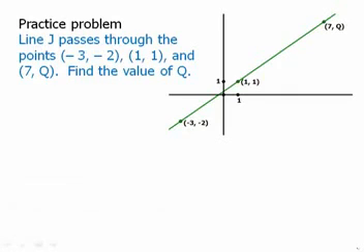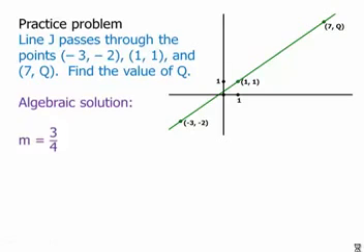Here's a problem. Pause the video and then we'll talk about this. Okay, line J passes through the points -3, -2, 1, 1, and 7, Q. Find the value of Q. Well, again, we have a couple ways of thinking about this. The first solution I'm going to show is an algebraic solution. So we need to find the slope. That's primary.